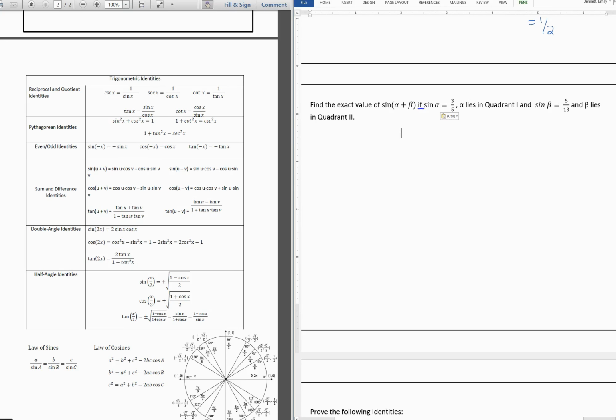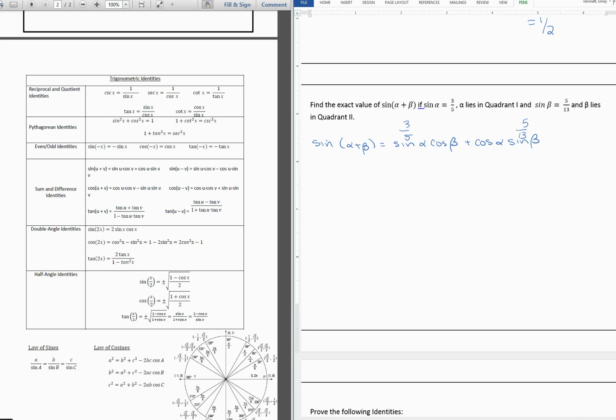So first of all, let's look at the identity for sine of alpha plus beta. So sine of alpha plus beta is going to be equal to sine of alpha cosine of beta plus cosine of alpha sine of beta. Right now we know that sine of alpha is 3/5, and sine of beta is 5/13. So what we don't know to plug in for is cosine of alpha and beta.